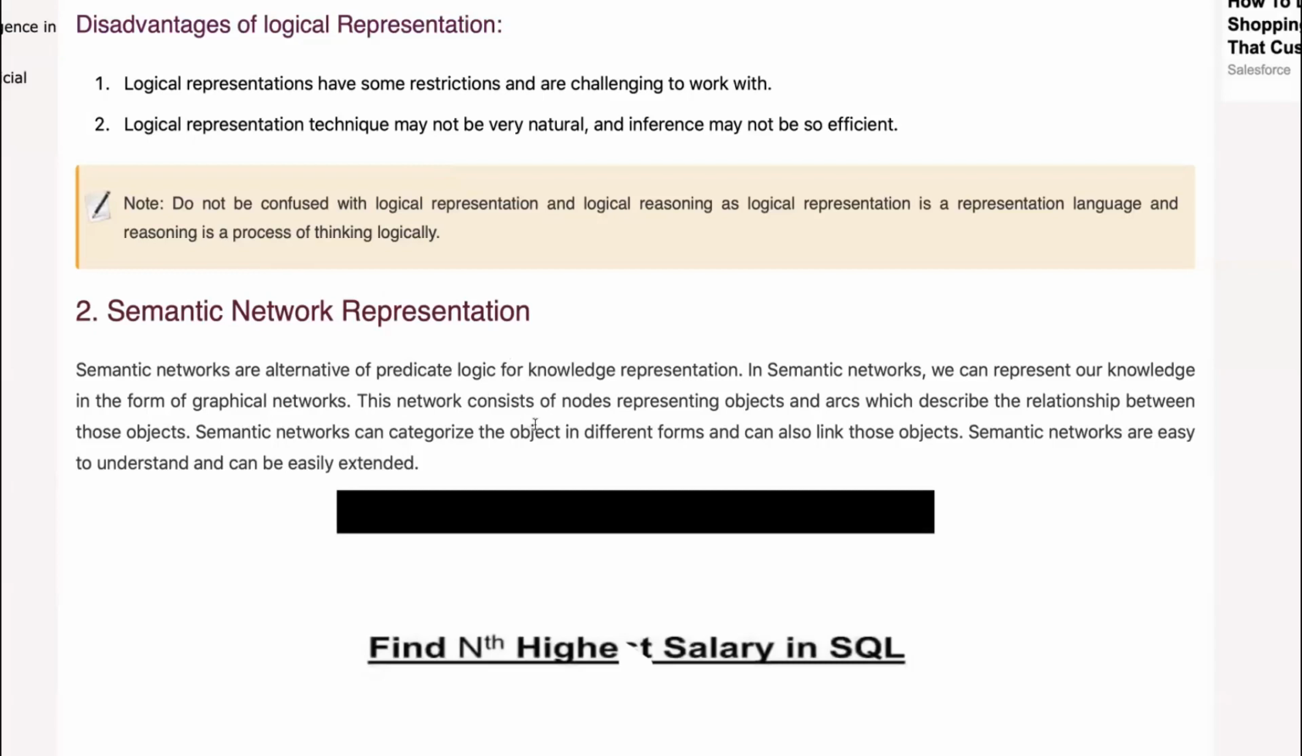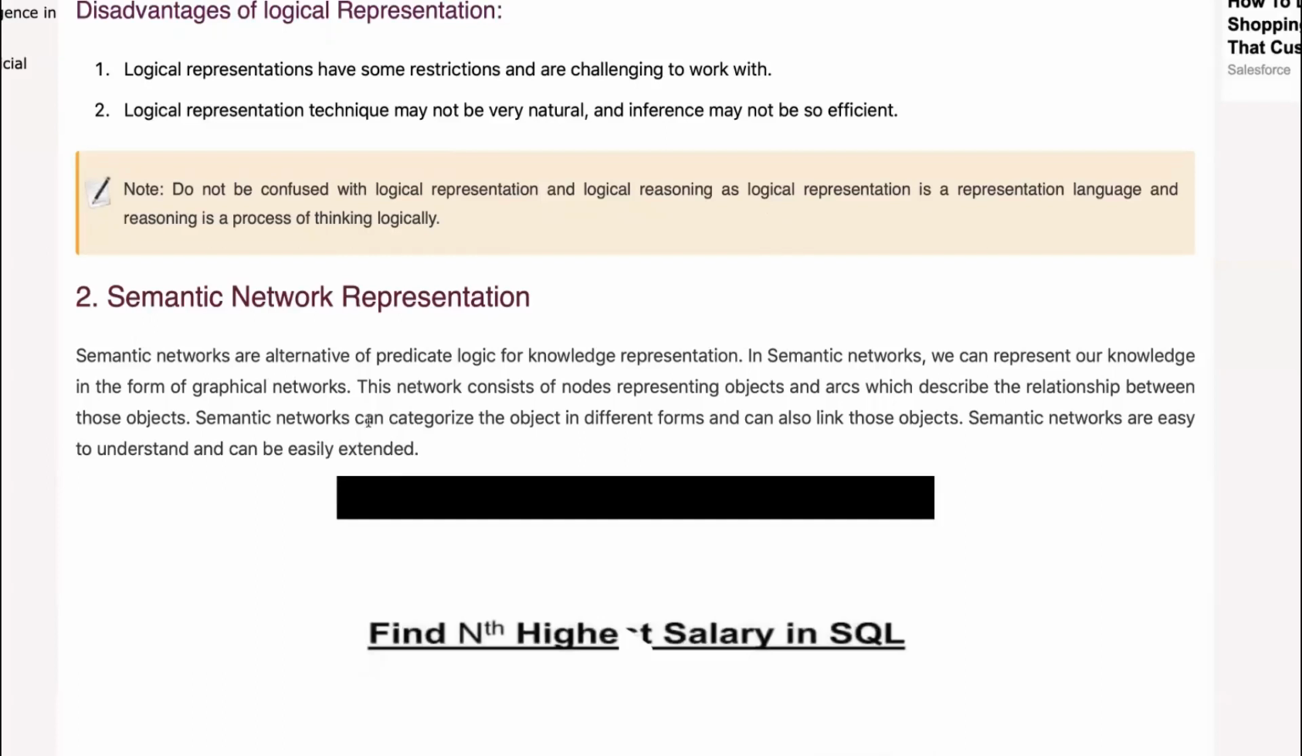This network consists of nodes representing objects and arcs which describe the relationship between those objects. That's why we have a graph. Nodes are like vertices, and arcs are like edges. Remember when we talk of graphs, we have vertices and edges. But here it's a different field, so instead of vertices we say nodes, and instead of edges, arcs. Edges are usually straight, but here arcs can be not straight. Semantic networks can categorize the objects in different forms and link those objects using arcs. Semantic networks are easy to understand and can be easily extended.